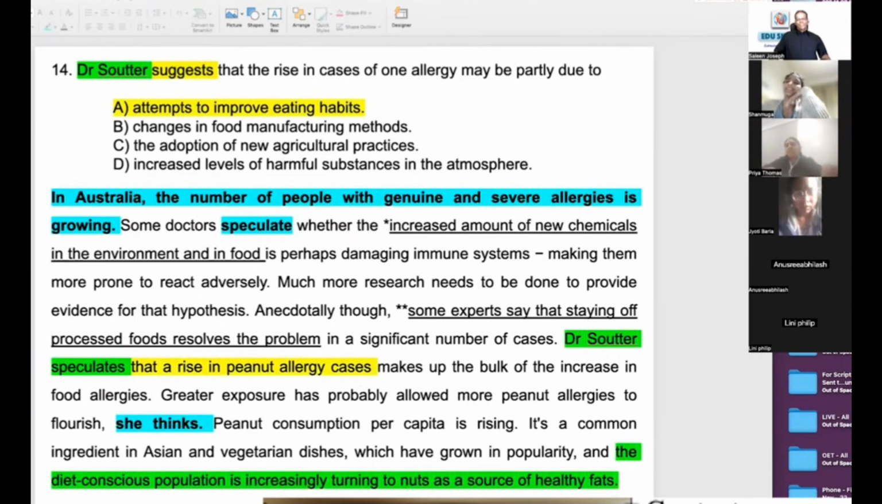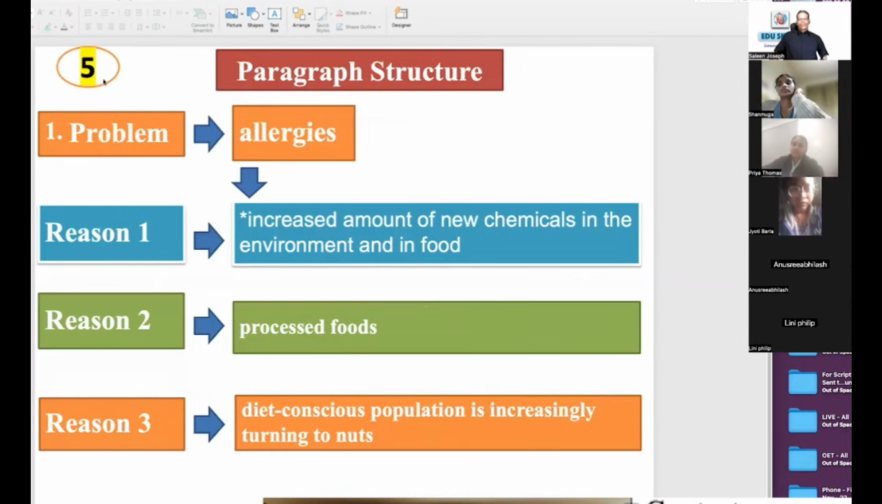Time. See? Australia, the number of people with genuine and severe allergies is growing. Dr. Suter, that a rise in peanut allergy. She thinks the answer is at the end. The diet conscious population is increasingly turning to nuts as a source of healthy fats, which is the reason. Is that clear? Now look here. See the structure.